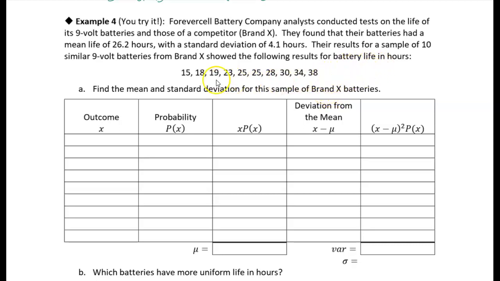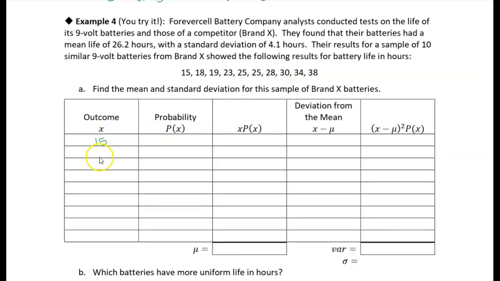Okay, so they tested these batteries and they got these values for the number of hours that they lasted. And the first question is just asking us to find the mean and the standard deviation of this sample of brand X batteries. All right, so let's just put this data in the table. Our outcomes are, now it looks like they've nicely put them in order for us, so that's good. We don't have to put them in order.